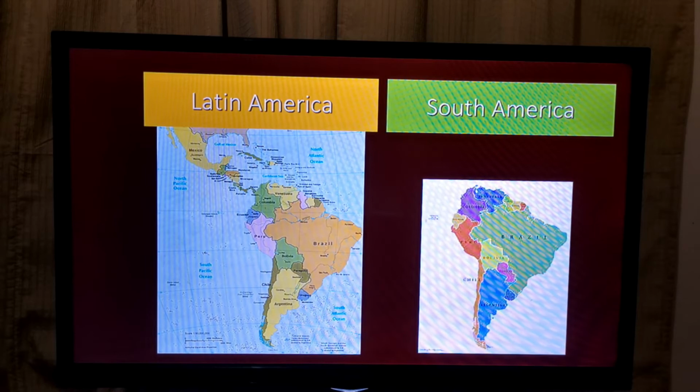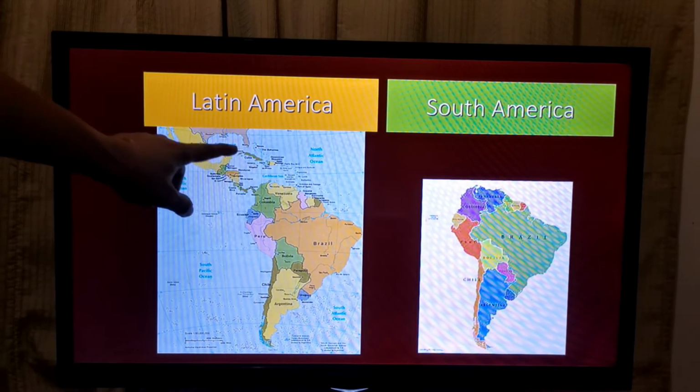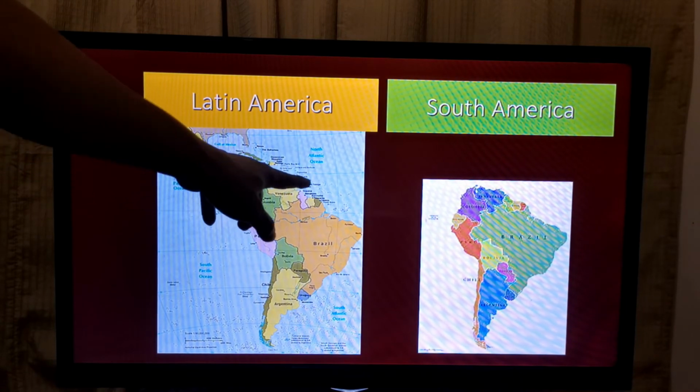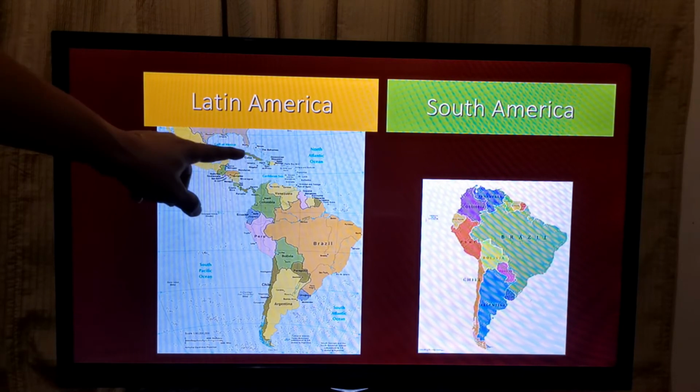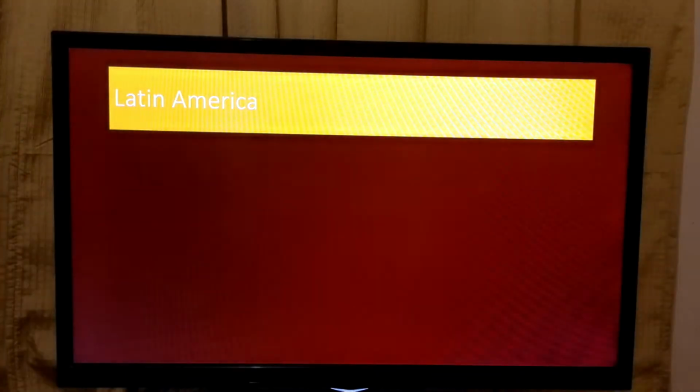Latin America also includes the islands in the Caribbean Sea, okay, like Cuba and Haiti, Jamaica, Puerto Rico. So the people here are also Latinos. Okay, so I hope you understand the difference of Latin America and South America. You might encounter them later in your work.